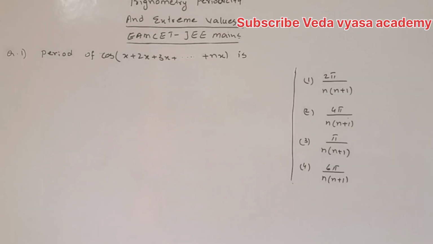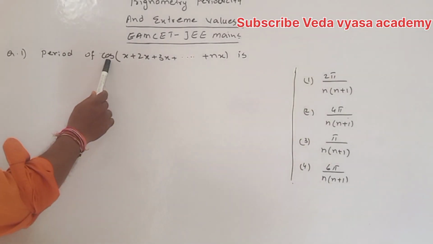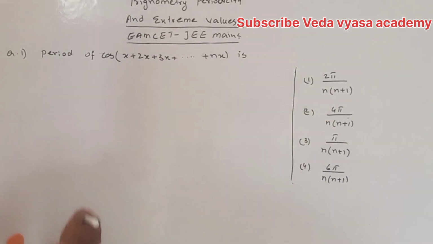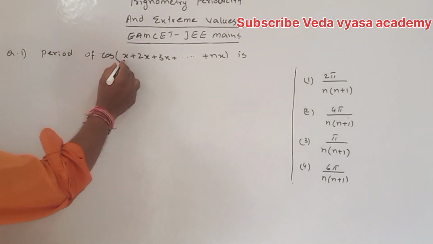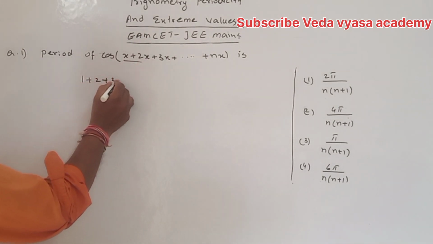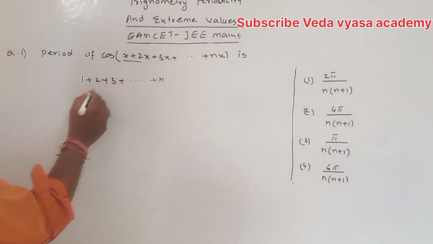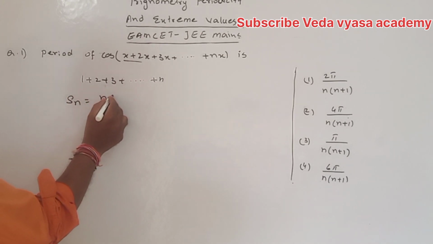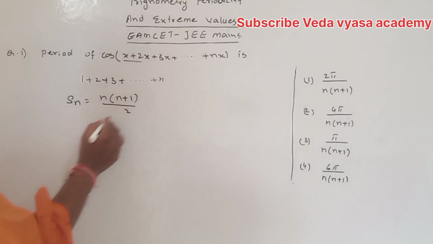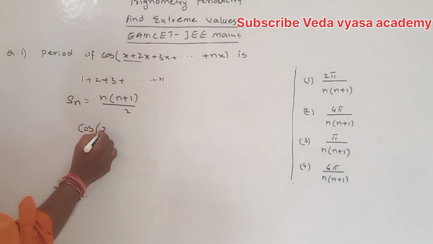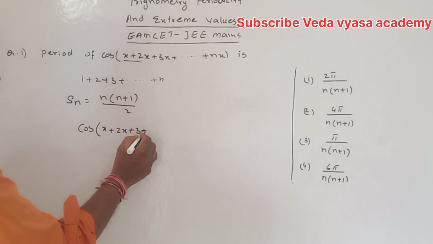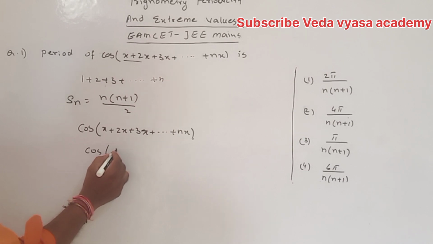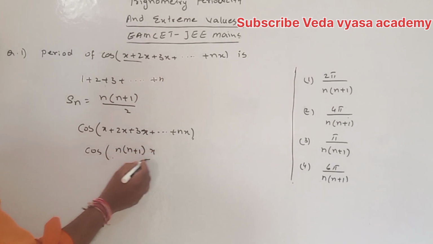Dear viewers, we have the problem: period of cos of x plus 2x plus 3x plus so on plus nx. Here you write 1 plus 2 plus 3 plus so on plus n, that means the sum of the first n terms. The sum of the first n terms is n of n plus 1 by 2. So cos of x plus 2x plus 3x plus so on plus nx can be written as cos of n into n plus 1 into x by 2.